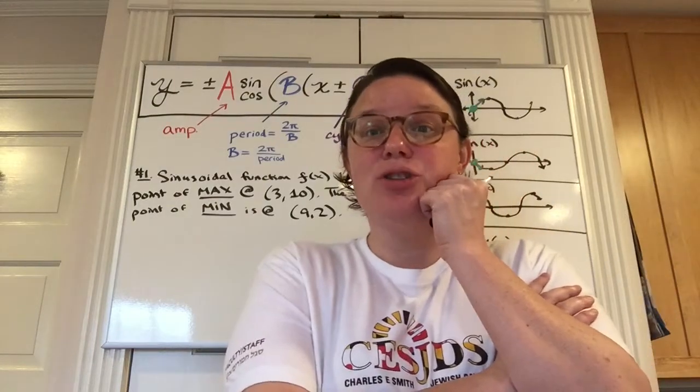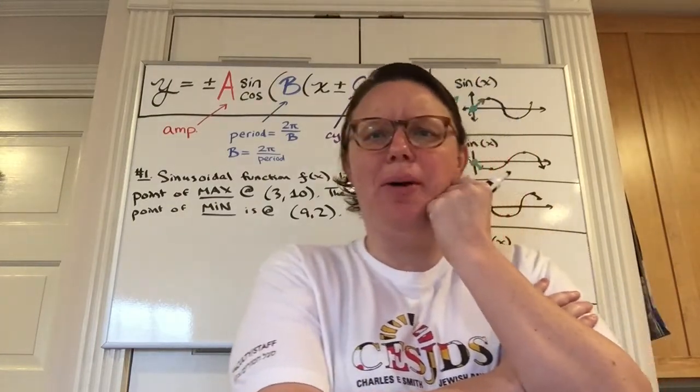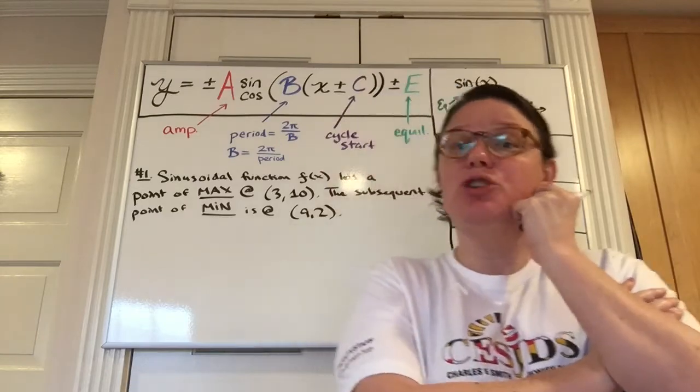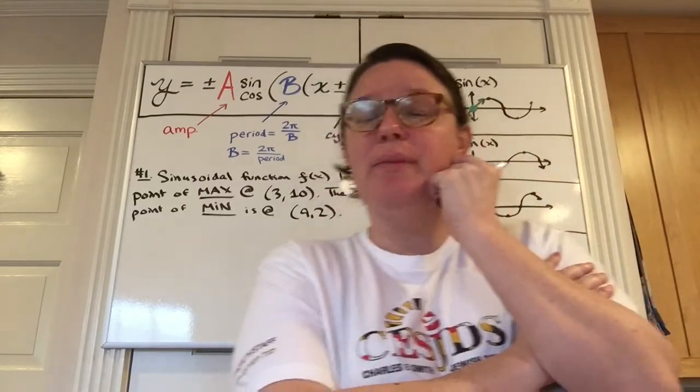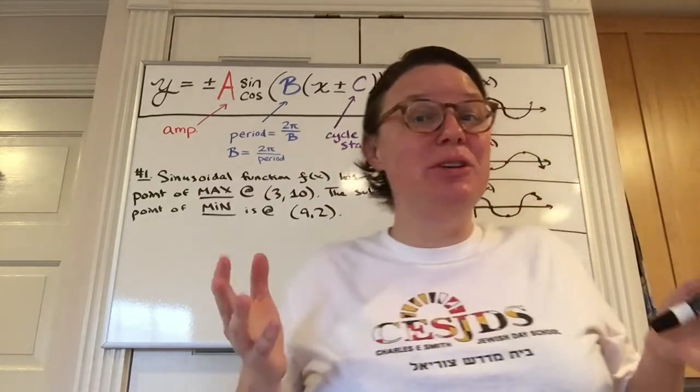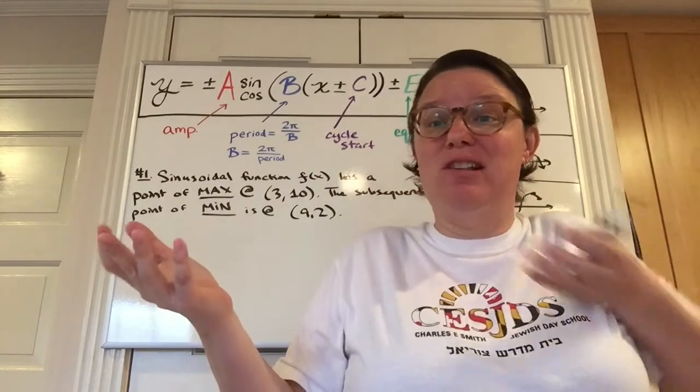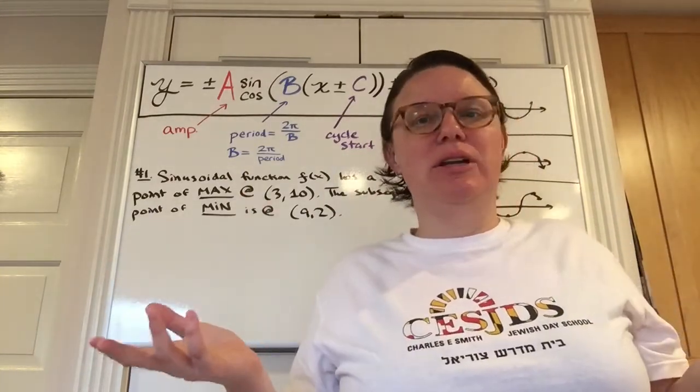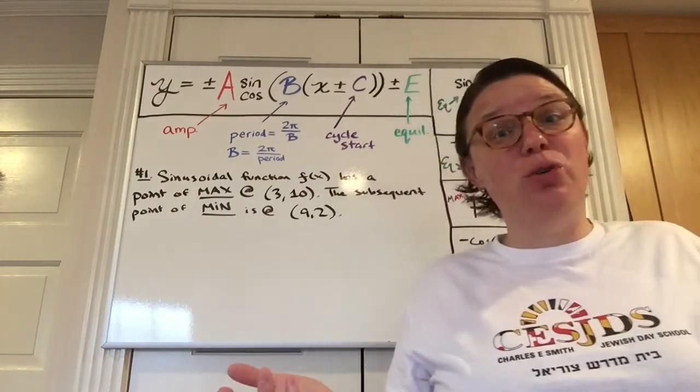Hey everybody. So today we're going to do what I'm going to call max to min problems, which are basically problems where instead of giving you a graph, I'm going to give you just a little bit of information about a graph. I'm going to give you one maximum and one minimum, and that's actually going to be enough information for you to figure out the total equation of the graph.